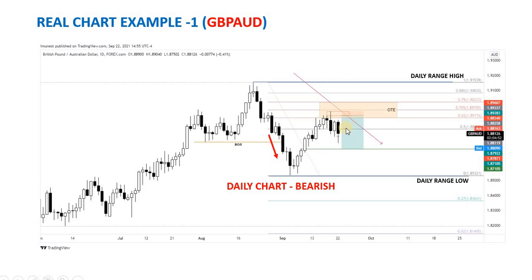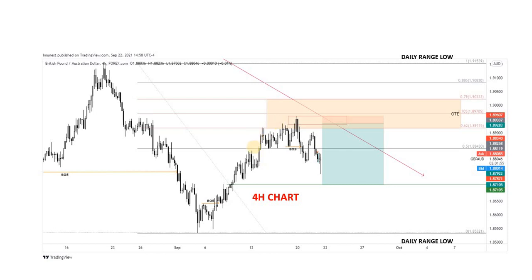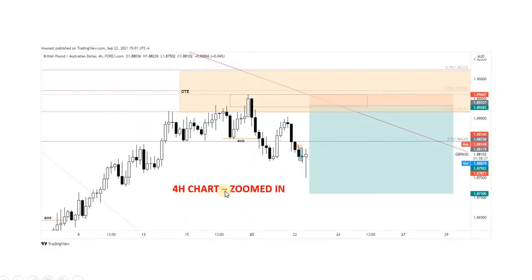Okay, then the next thing is for us to scale down to the 4-hour chart. This is the 4-hour chart. We have a bearish break of structure here. This is just the 4-hour chart zoomed in. We have this bearish break of structure. You can see that immediately we have this bearish break of structure, and we started noticing this pullback.